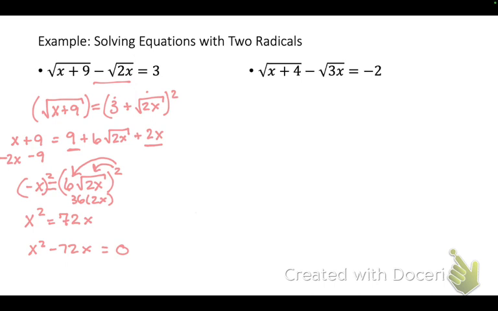And then set it equal to 0 and factor. This one doesn't have 3, it has 2. What do they have in common? X. So x times x minus 72. So x equals 0 and 72.